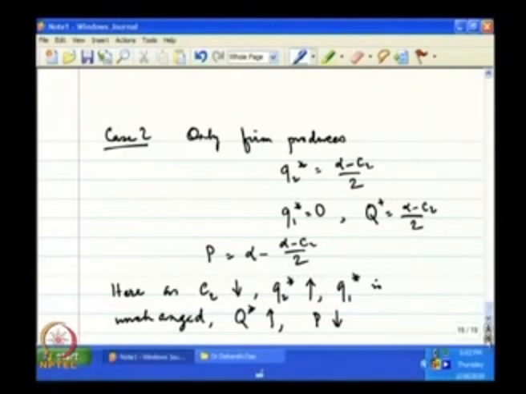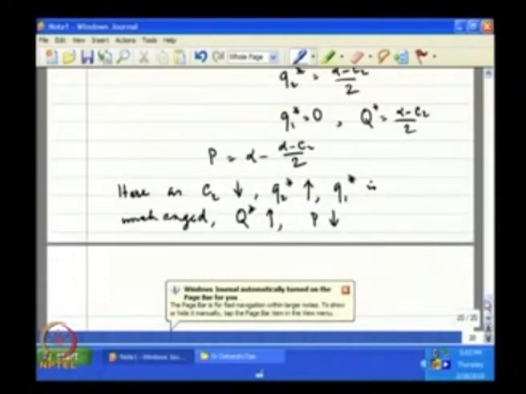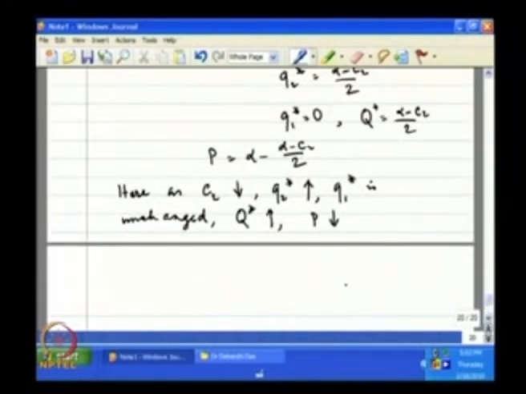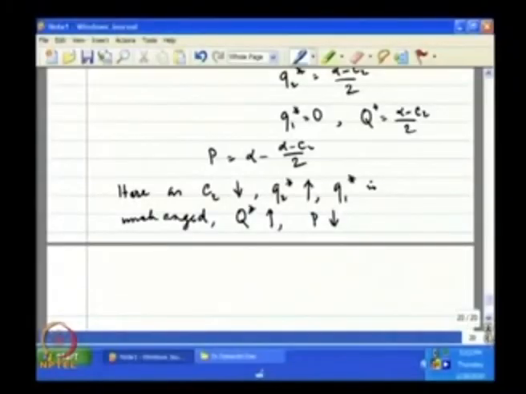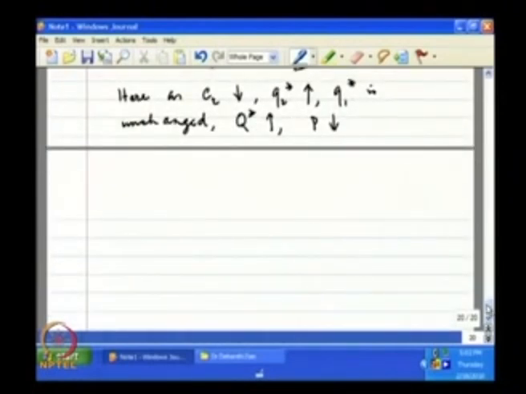Well, the answer is that as firm 2 is producing more output, in the market, the supply is going up. As the supply is going up in the market, the price is going down. And as the price is going down, firm 1 is getting more and more discouraged to produce any output. So that's why Q1 star is going down when C2 is declining. That is basically the logic which is in operation here. So this is the crux of the Cournot model.